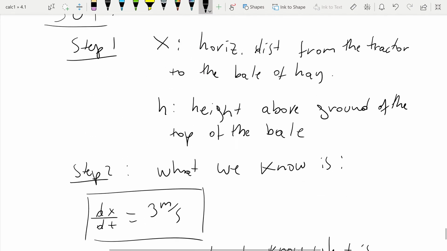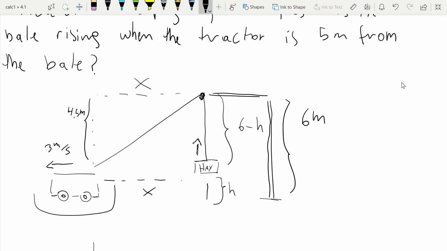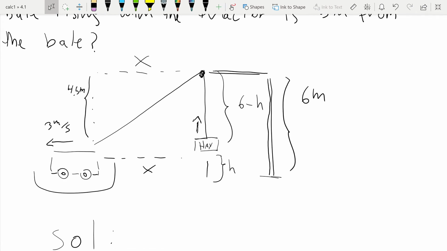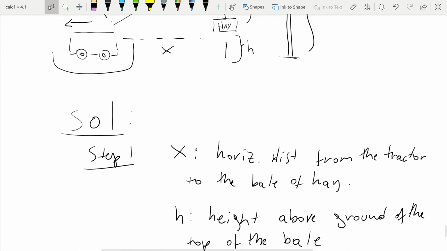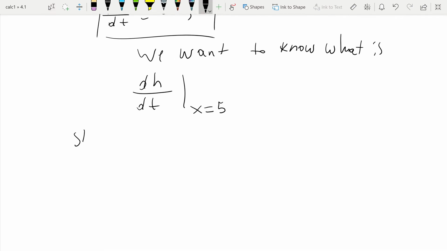This is what we're interested in. So when x is equal to 5, so when the tractor is 5 meters away from the bale, we want to find out how fast the hay is moving upwards. So what do we need now? We need a relationship between the two variables.